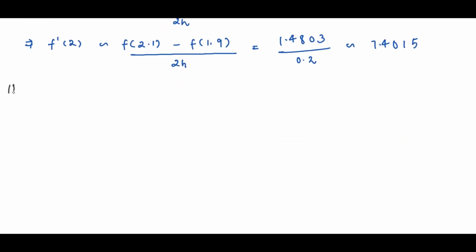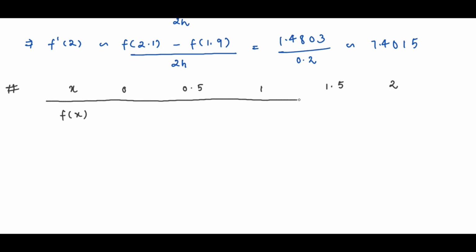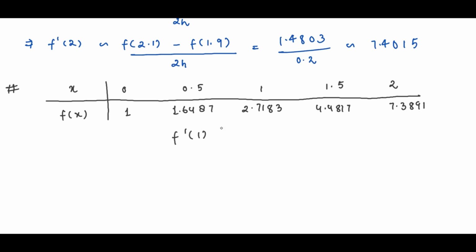Now we have another example here where we have these values in the table of x and f(x), where x values are 0, 0.5, 1, 1.5 and 2, and f(x) values are 1, 1.6487, 2.7183, 4.4817 and 7.3891, and you need to estimate the value of f'(1) using the central difference formula. So we basically need this f'(1).